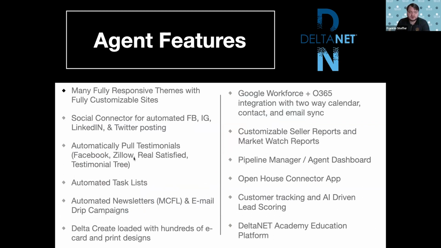You've got your social connector, customizable website themes, a testimonial platform, AI-driven task lists and creation, our newsletter program, My Customer for Life, and email drip campaigns, as well as being fully integrated with companies like Google Workforce, Office 365 to offer calendar and contact sync, customizable seller reports and market watch reports, our Open House management app, Open House Connector, and of course, DeltaNet Academy as our training and education system.